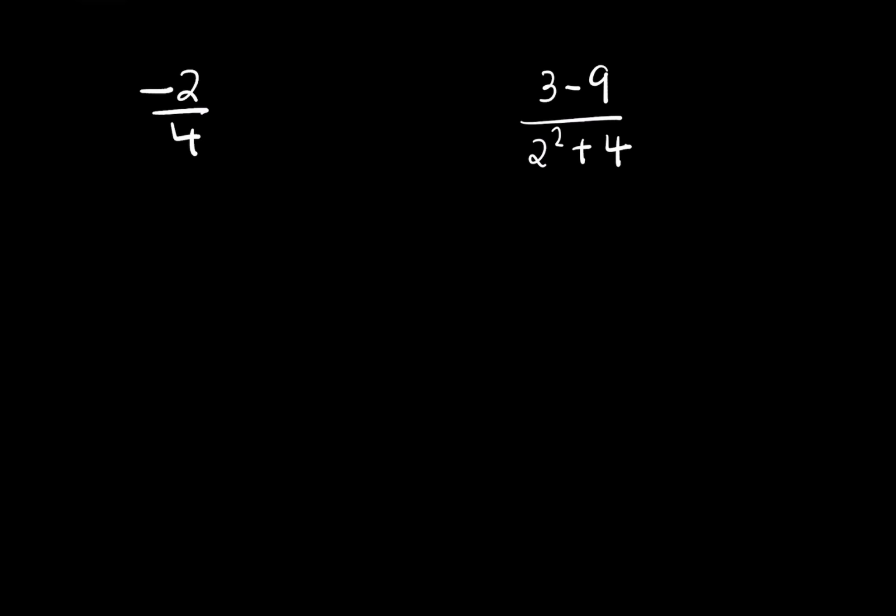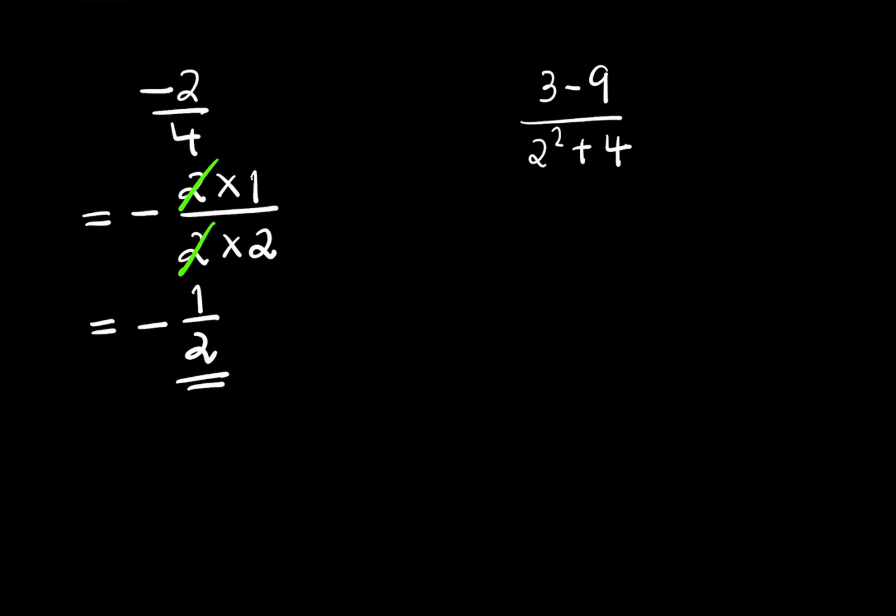Let's solve these questions. So negative 2 out of 4 equals negative 2 times 1 out of 2 times 2. So we can see that this number can be simplified. So that's remaining negative 1 out of 2.